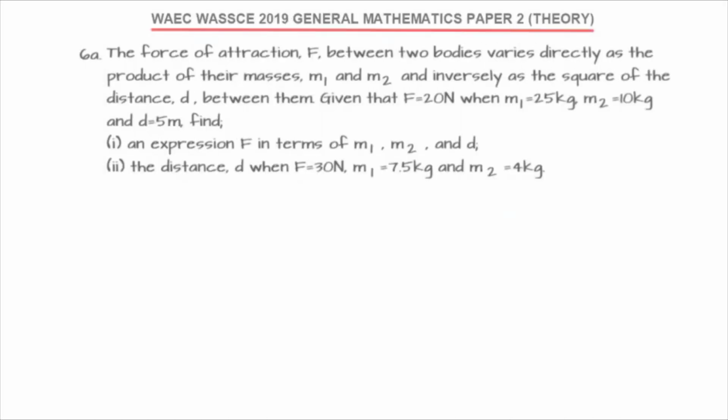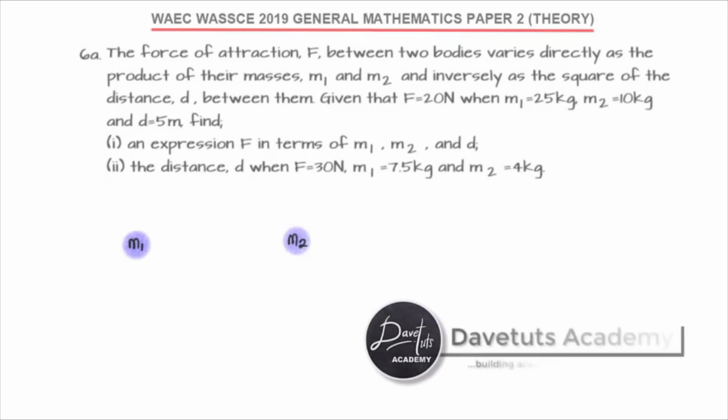The force of attraction F between two bodies varies directly as the product of their masses m1 and m2 and inversely as the square of the distance d between them. We are given that the force is 20 newtons when m1 is 25 kilograms, m2 is 10 kilograms, and the distance is 5 meters. We have to find an expression for F in terms of m1, m2, and d.